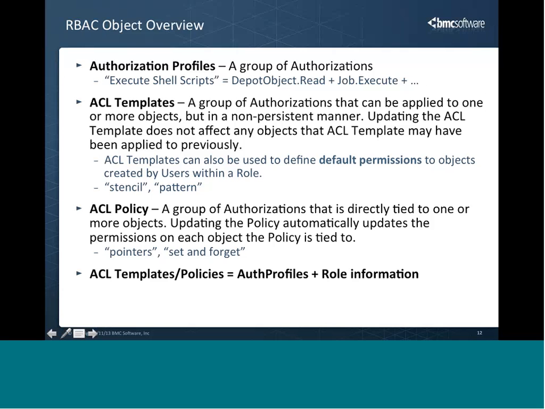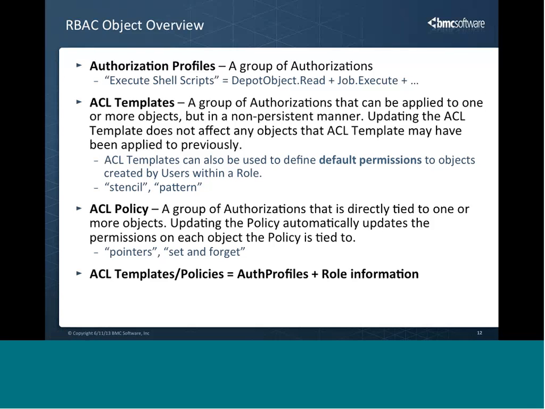They're a way to roll up a number of objects into a functional description. So for example, if you have an authorization profile called executes shell scripts, it may consist of somewhere between 3 and 15 or more specific single authorizations that will all roll up to functionally allow you to do the same thing. And there's a bunch of great sample stuff that gets built in the product that will show you how to do this stuff.